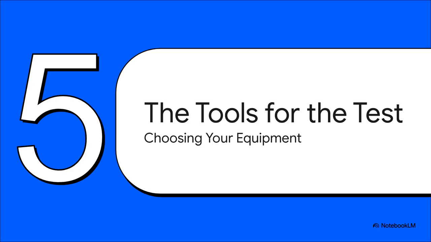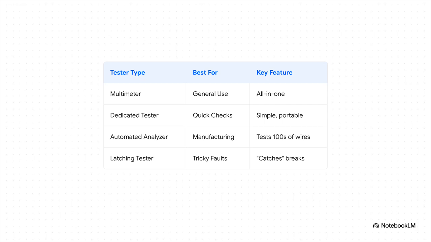So, what do you actually use to perform these super important checks? Let's wrap things up by looking at the tools of the trade, which range from the really simple to the seriously high-tech. So, on the most common level, you've got your digital multimeter. This is like the Swiss Army knife for anybody who works with electronics. For just quick checks, there are dedicated testers that just give you a simple pass or fail. But what if you're building, say, a modern car that has thousands of wires? That's where automated analyzers come in. They can test hundreds of connections in a matter of seconds.